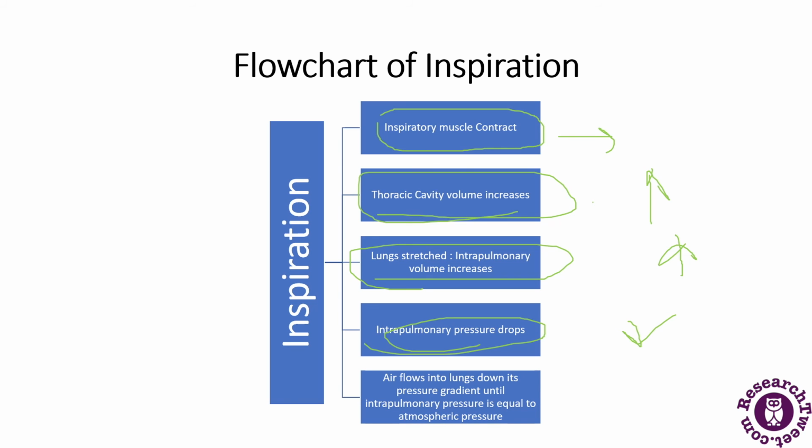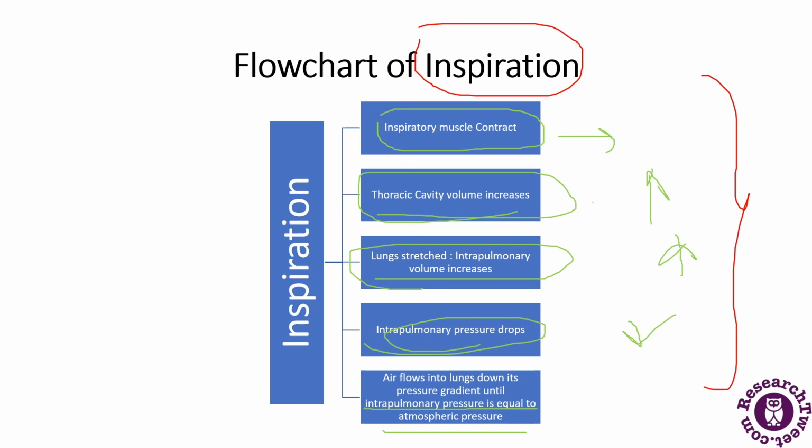So air flows into the lungs down its pressure gradient until the intrapulmonary pressure is equal to the atmospheric pressure. As we were discussing, in the case of expiration the pressure in the lungs will be greater than the pressure of the atmosphere, but that is not the case in inspiration. Inspiration ends when the intrapulmonary pressure is equal to the atmospheric pressure. This is the overall summary of the process of inspiration, depicted in the form of a flow chart to understand better what points take place in the mechanism of inspiration.